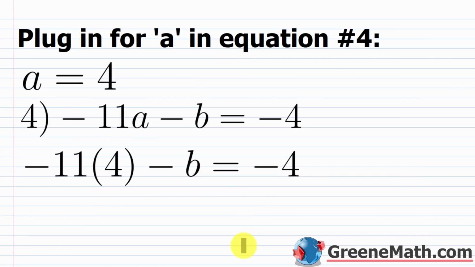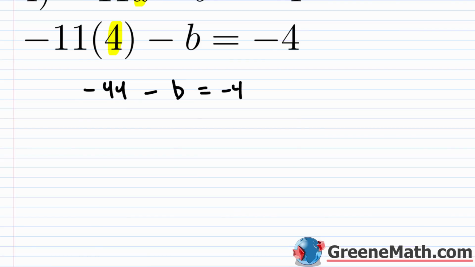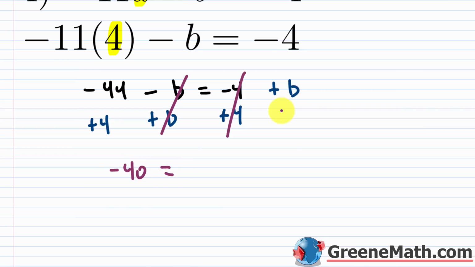So now we're going to plug in for a in equation number 4. Again, if you want to use equation number 5, that's fine as well. So this 4 right here gets plugged in right there. So -11 times 4 is -44. Then minus b is equal to -4. To make this a little bit faster, I'm going to add b to both sides of the equation, and I'm going to add 4 to both sides of the equation. So this would cancel right here. I'm going to put -44 plus 4, that's going to be -40, is equal to b. And of course, you can just flip that around and say that b is equal to -40.